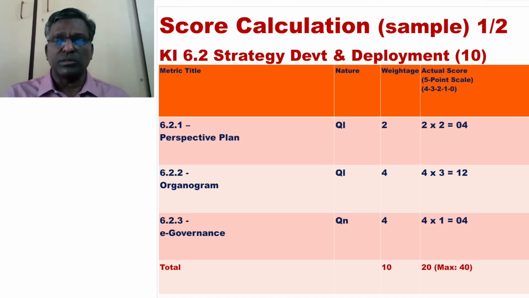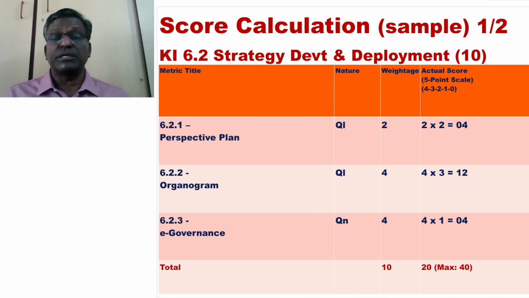Now you look at the first column, it talks about the metric. This is with reference to criterion 6, and in criterion 6, we are focusing on 6.2, a key indicator. The title of the key indicator is strategy, development and deployment, and the weightage allotted for this key indicator is 10. And there are 3 points: 6.2.1 perspective plan, 6.2.2 organogram, 6.2.3 e-governance. Look at the second column: 6.2.1 is a qualitative metric. 6.2.2 also is a qualitative metric, whereas 6.2.3 is a quantitative metric.